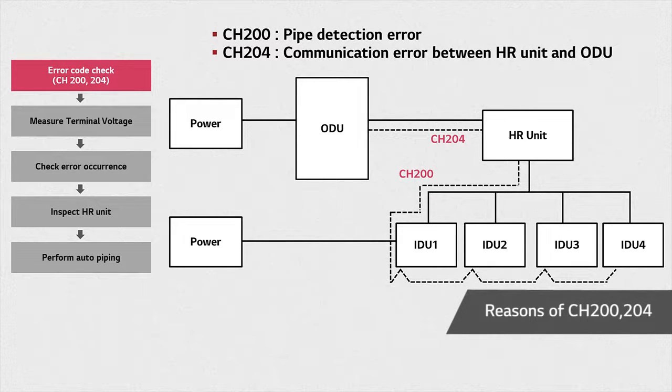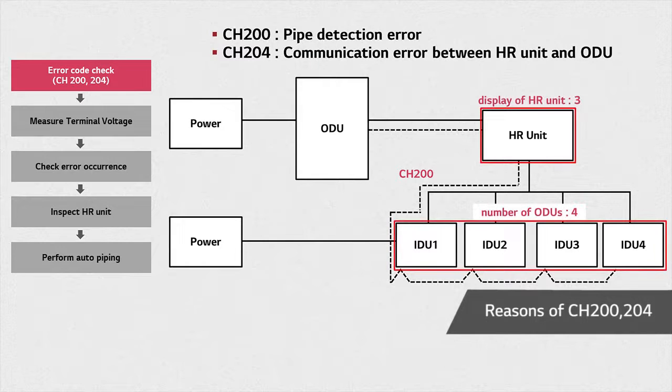As represented by the blocks in the image, error CH200 occurs after auto-piping when the number of the indoor units detected is different from the number of communicating indoor units. This miscount occurs mainly when the dip switch setting has been wrongly done. Another reason for this to happen is failure in the HR unit's communication cable and power cable, or a malfunction in the HR unit's PCB.